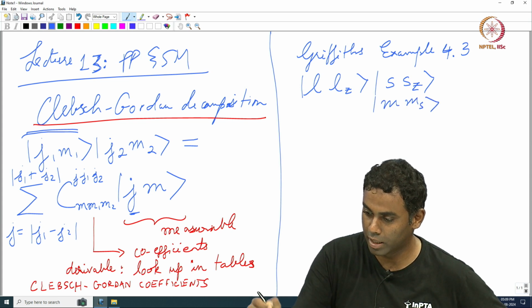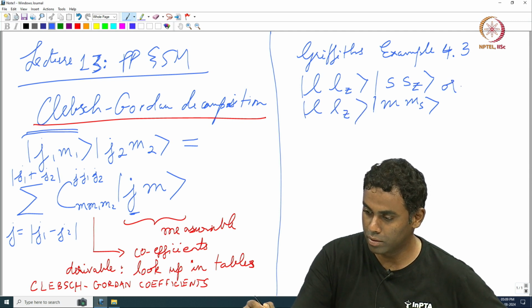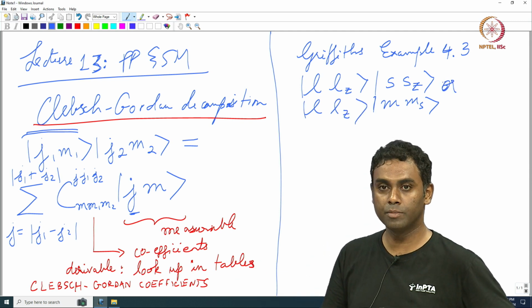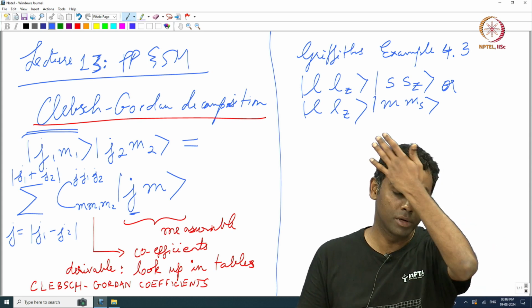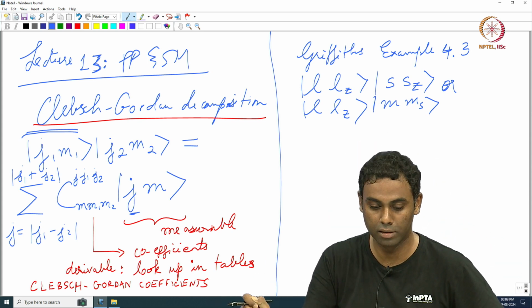We write it like this also, right. So I am just going to write both the notations. So this basically describes all the angular momentum quantum numbers of an electron in a hydrogen atom, once I specify what L and Lz and all that are, right.